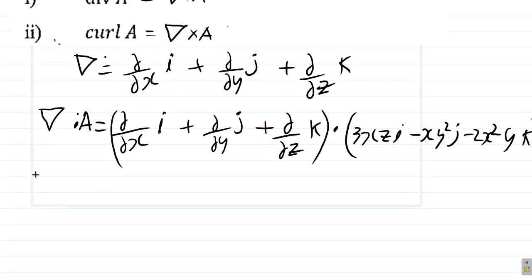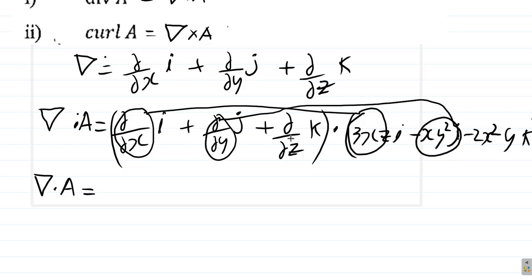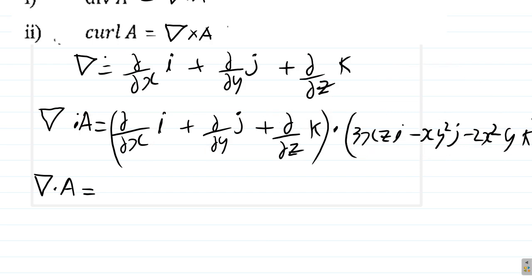Now remember, when you find the dot product of two vectors, you're going to get a scalar. It will not involve the directions i, j and k, just magnitude. So it's this times this plus this times this, whatever multiplies the j, plus this times the k. Alright? So that's what you're going to do.